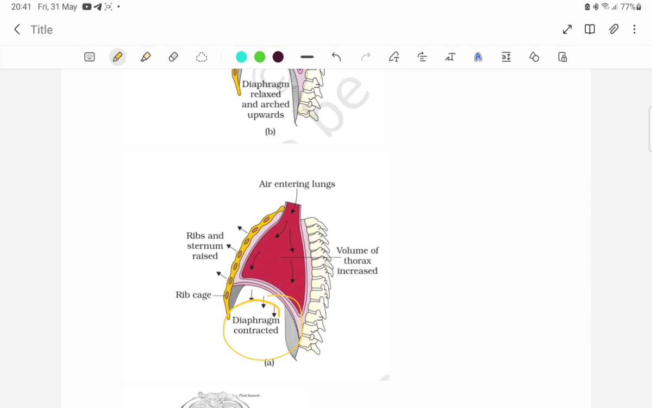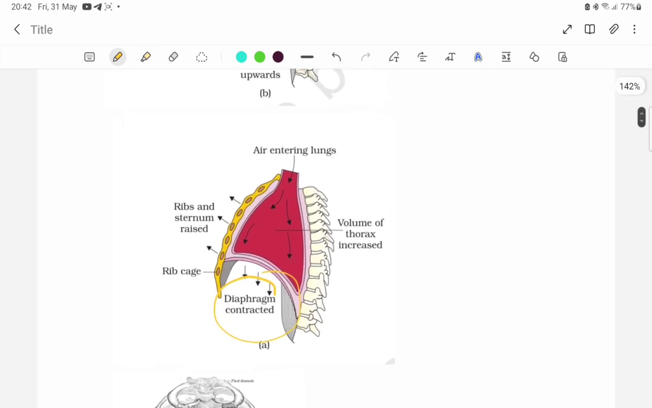So how does the diaphragm contract? You all know the heart contracts on its own, because it has the pacemaker called the SA node. What about the diaphragm? Diaphragm is a muscle. It's not a special muscle. So how it contracts is because it receives impulse from the brain. Which part of the brain? Medulla of the brain, medulla oblongata. So the medulla sends impulse to the diaphragm.